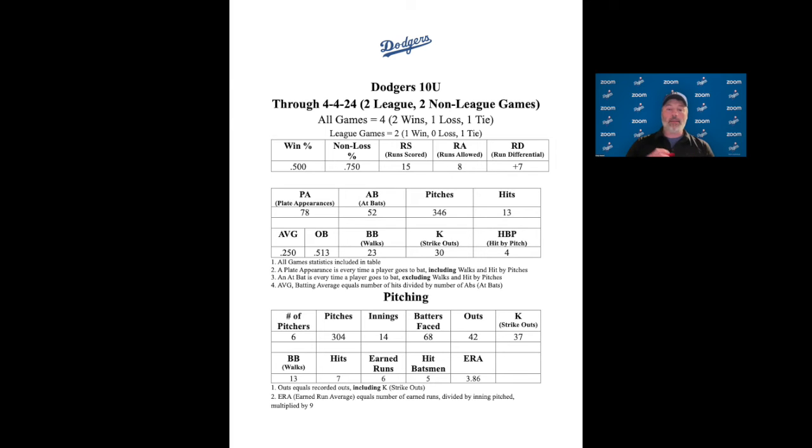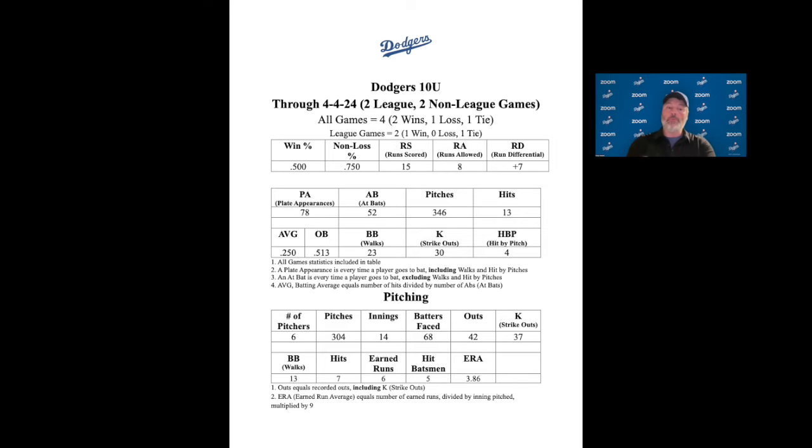So in our case, that means the 13 hits we have plus the 23 walks that we have on the season plus the 4 hit by pitches we have, divided by 78, the number of plate appearances we have on the season. We also have struck out 30 times so far in the first four games.